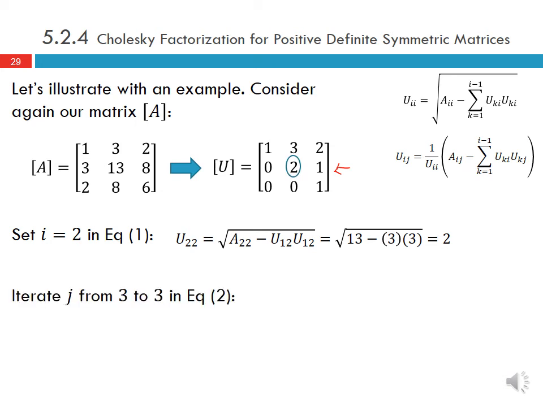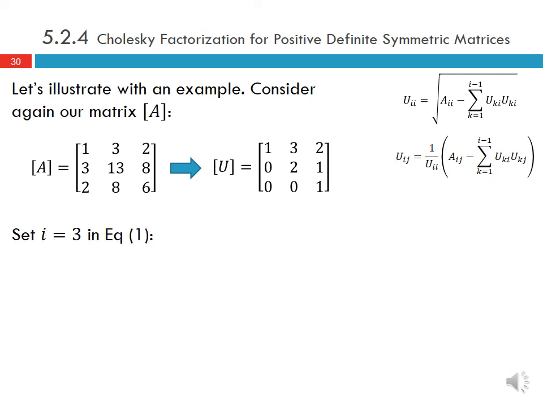Then we iterate j from 3 to 3 in equation 2. So U23 is equal to 1 over U22 times A23 minus U12 U13, which is equal to 1, as shown here.